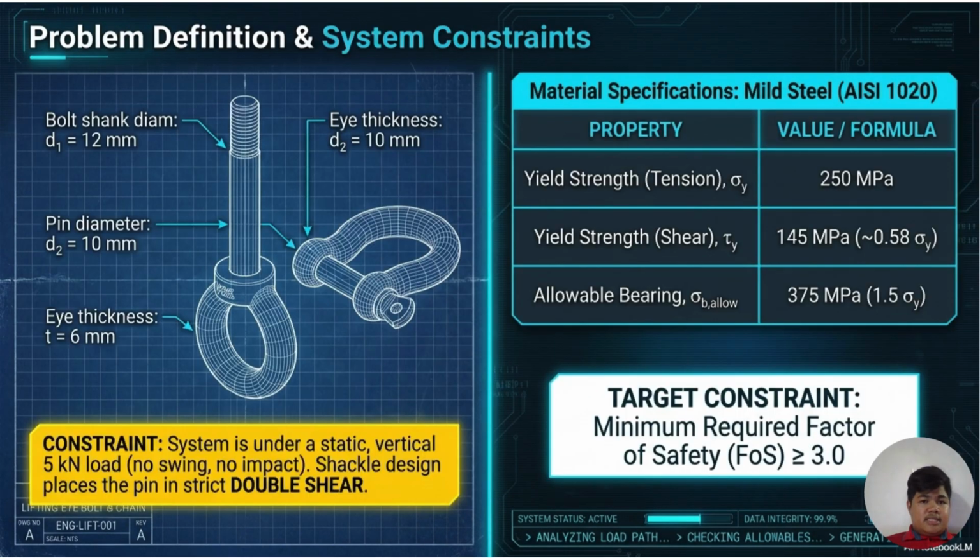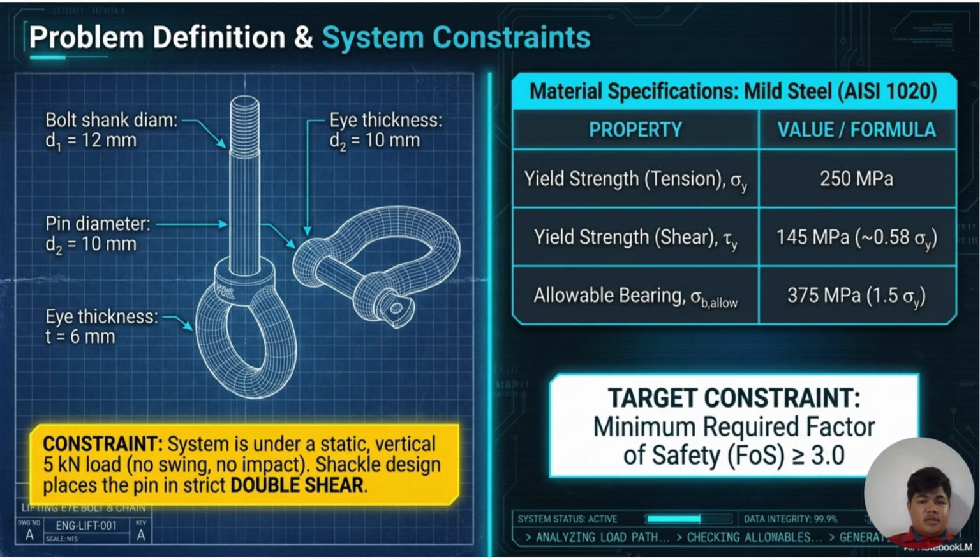Problem definition and system constraint. Bolt shank diameter D1 12 mm, pin diameter D2 10 mm, eye thickness D equals 6 mm, eye thickness D2 equals 10 mm. Constraint is a system under a static vertical 5 kN load. No swing, no impact. Shackle design places the pin in strict double shear.